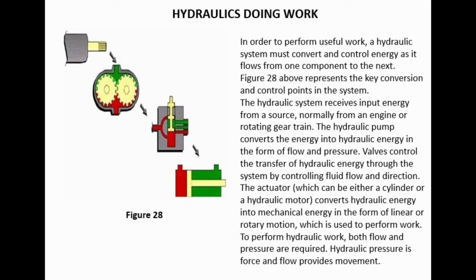The hydraulic system receives input energy from a source, normally from an engine or rotating gear train. The hydraulic pump converts the energy into hydraulic energy in the form of flow and pressure. Valves control the transfer of hydraulic energy through the system by controlling fluid flow and direction. The actuator, which can be either a cylinder or a hydraulic motor, converts hydraulic energy into mechanical energy in the form of linear or rotary motion, which is used to perform work. To perform hydraulic work, both flow and pressure are required. Hydraulic pressure is force and flow provides movement.